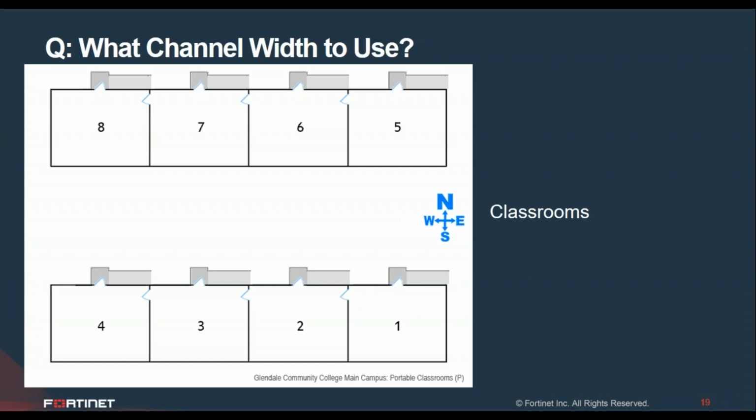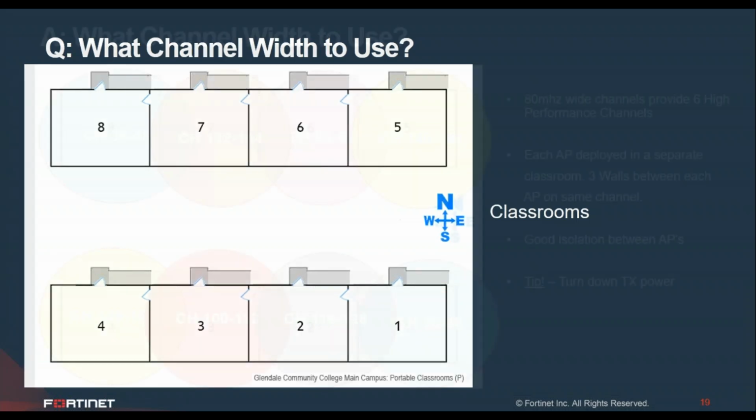So let's take a look at this exercise here. Here I have 8 classrooms. They're across an open space from each other. We're going to put an access point in each classroom. So I'm going to have at least one wall, typically multiple walls between one access point and the other. What size channel width would we use here?